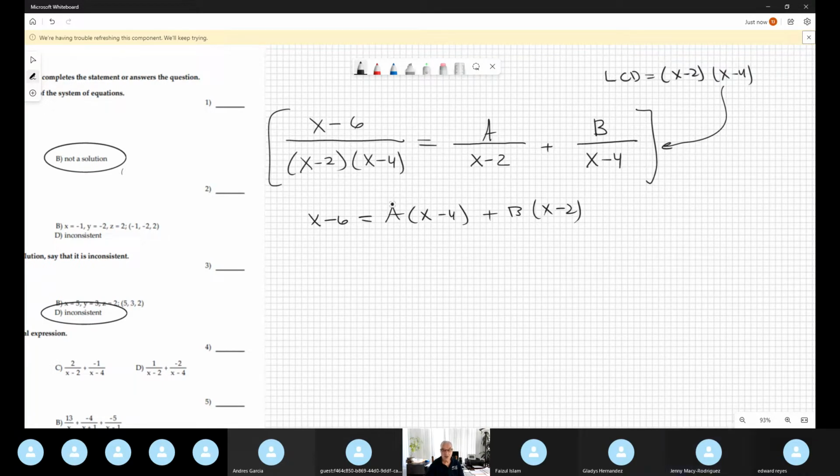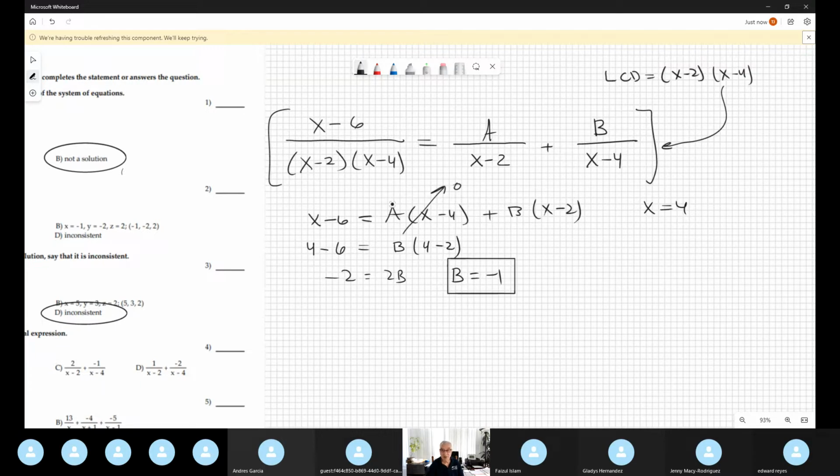Yes. Okay, so I take advantage of the smart value. The smart value maybe is x equals 4, because when you plug in 4 here, 4 minus 4 is 0, the a part disappears, and the b stays alive. So 4 minus 6 equals b times (4 minus 2). 4 minus 6 is negative 2. 4 minus 2 is positive 2. Therefore, b is negative 1. Boom.